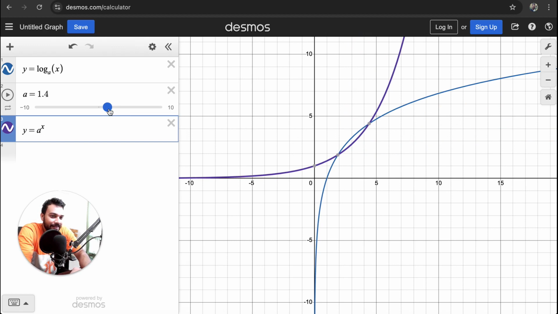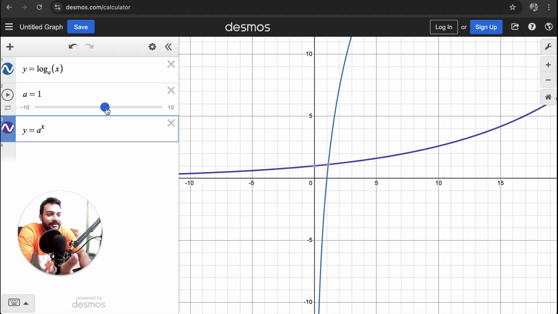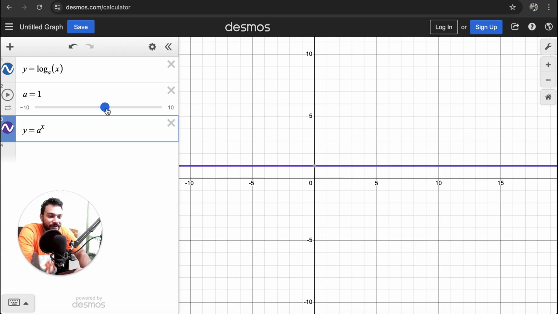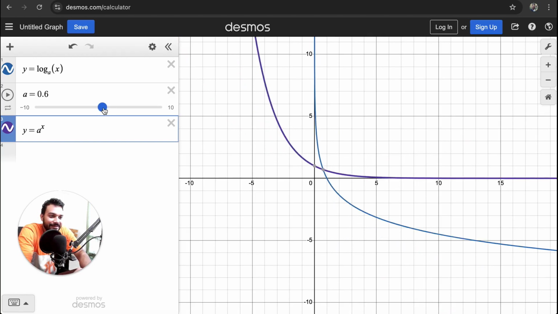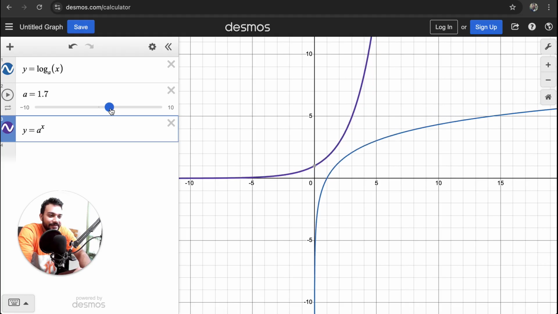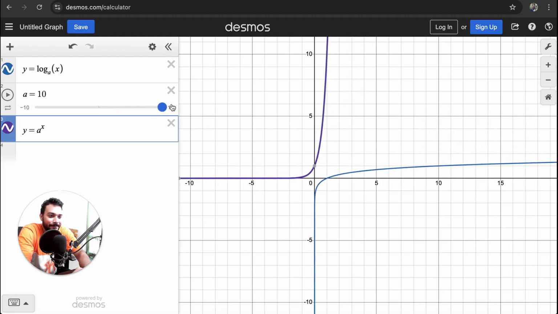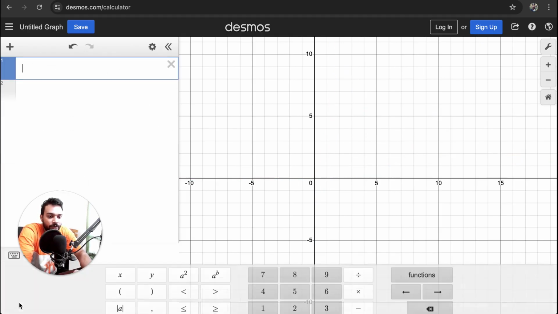At a is equal to, I don't know what value, they coincide, then they intersect, and this is how they spread. At a is equal to 1, they'll both become a straight line. Okay. And then less than that, the graph looks like this. Okay. And here they are mirror images, all the way like this. Okay. So like this, you can input the functions from this button down here.